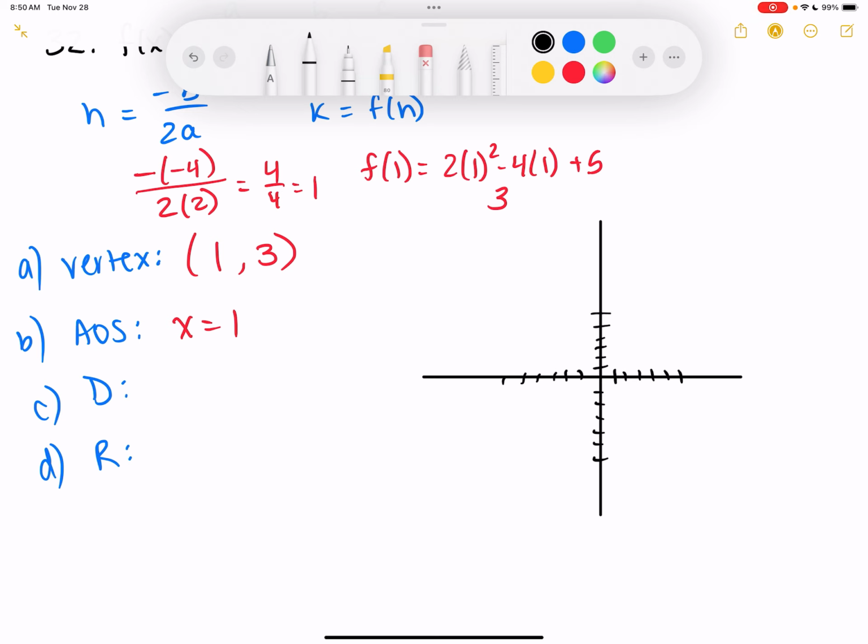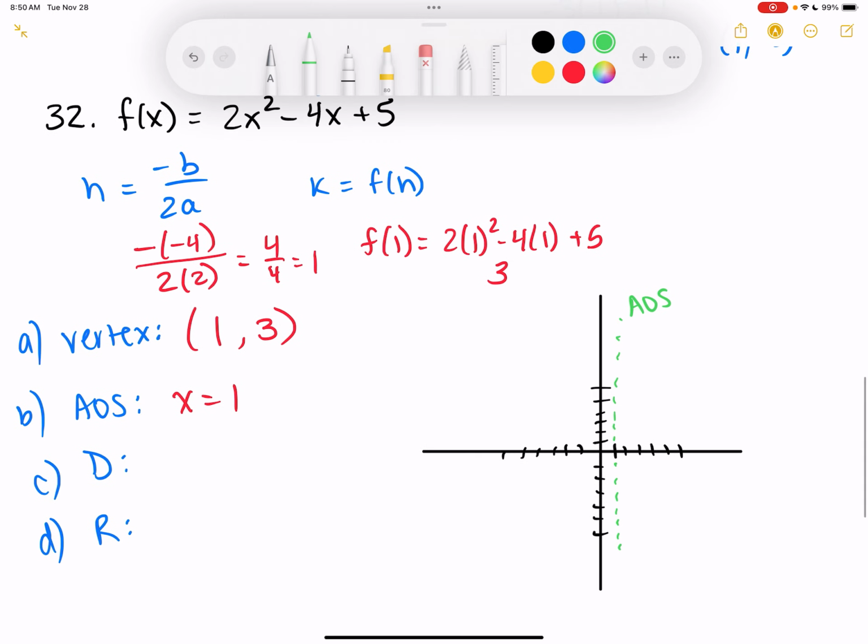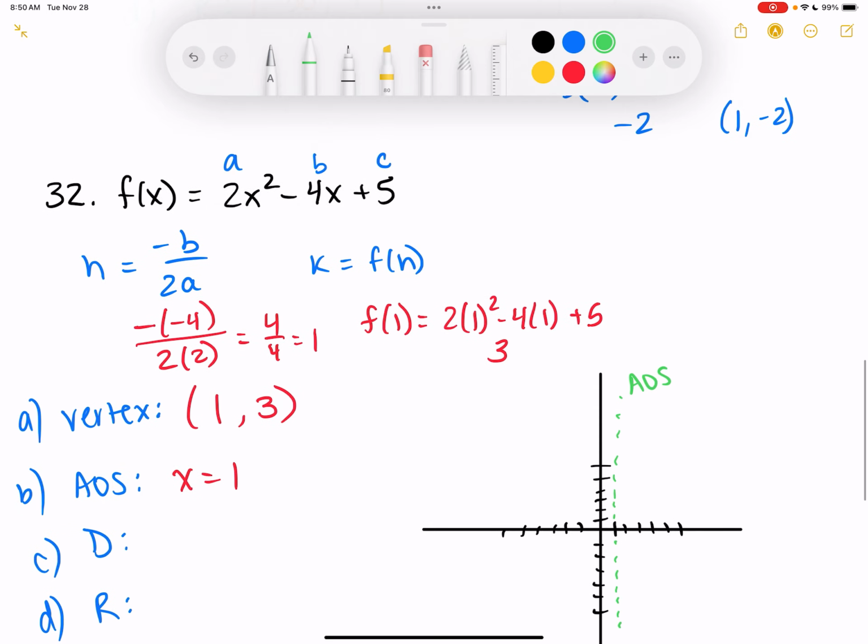Alright, so axis of symmetry is at x equals 1. So I'm going to put my dotted line. Now, I didn't point it out with this one, but I can still look at the very first term and decide if it's going to open up or down based on if it's positive or negative. So which way is this one opening?